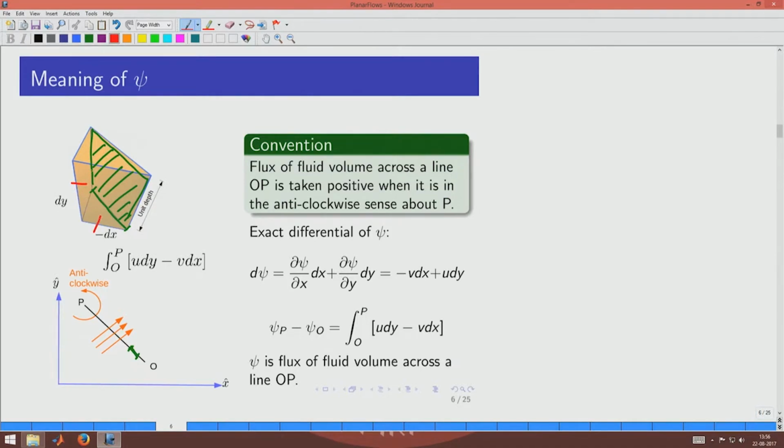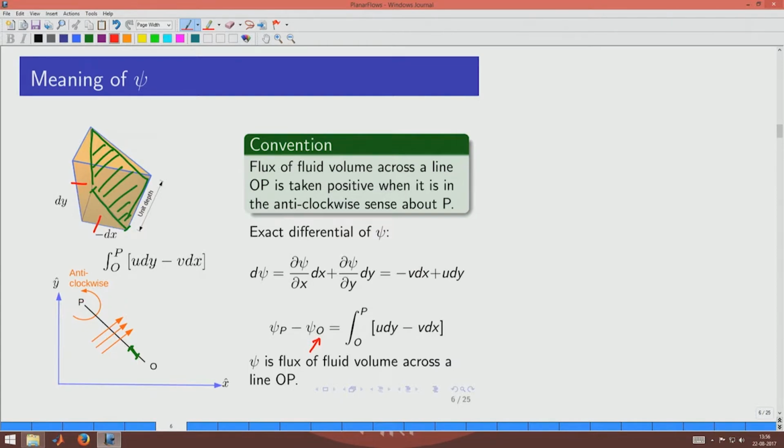So you can split the components in this manner, and the convention that is used to tell whether psi is positive or negative is as follows. About P, the flow we are giving is anti-clockwise, so I have given this direction here. If you are taking the value with reference to the point O, then psi P minus psi O is given as the flow through the line segment in the anti-clockwise direction.